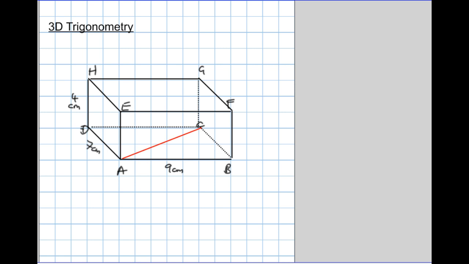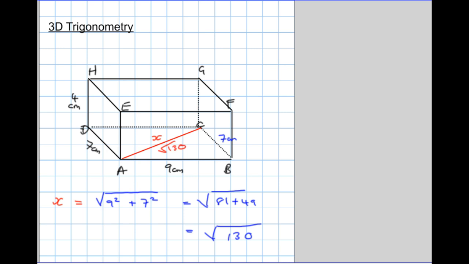If you look, CB must be the same as DA, and then we're trying to find this length here, AC, so we use Pythagoras. And Pythagoras says that x is equal to the square root of 9 squared plus 7 squared, equal to the square root of 81 plus 49. And I'm going to leave it in surd form because I don't lose any accuracy that way. So it's equal to the square root of 130. So this length here, x, is the square root of 130.